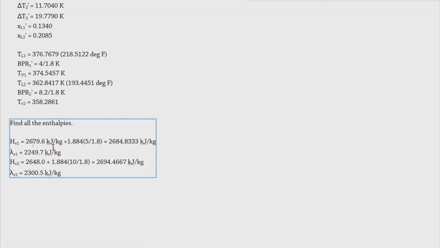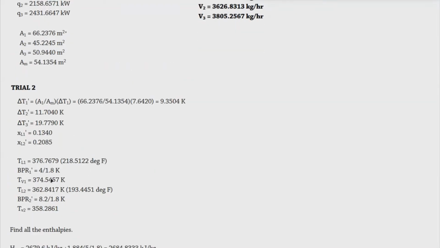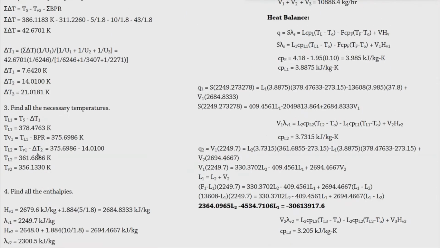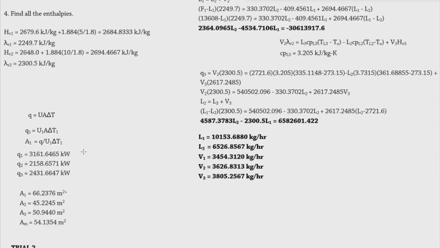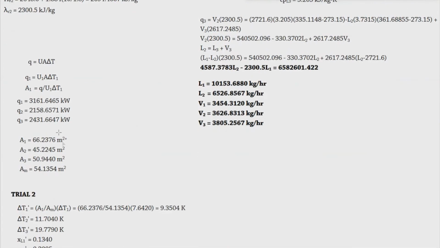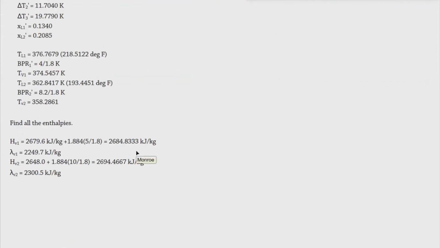So for our HV1, syempre mababago tong mga values na to. Kung mapansin nyo, yung TV1 is 374 ngayon. Before, it's 378. So, mapapansin nyo, hindi naman siya sobrang laki. For example, ito, 356. For TV2 is 358. So, actually, hindi siya sobrang laki ng difference. Kaya, sabi ko nga, after second trial, usually, tapos na yung ating solution. Nakukuha natin yung tamang sagot. Pero, let's just continue. So, you will be using this to find all the enthalpies. So, fast forward ko na lang ulit to.